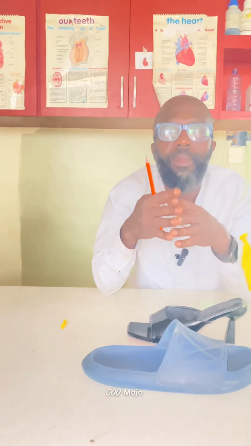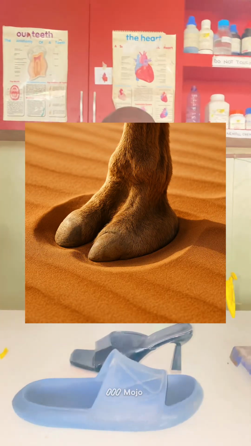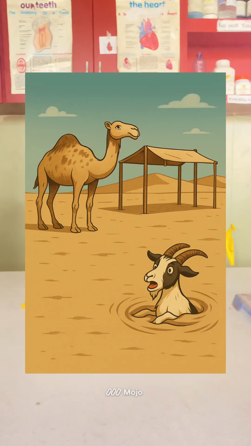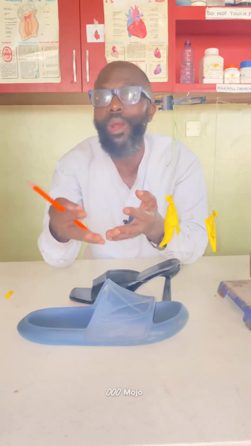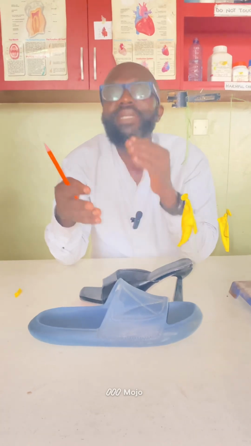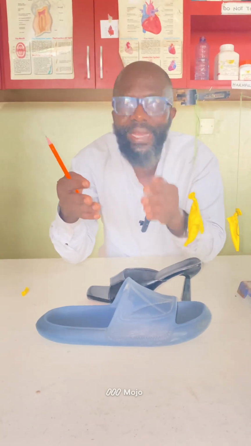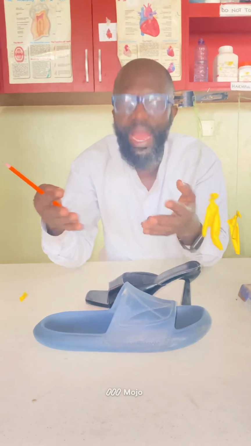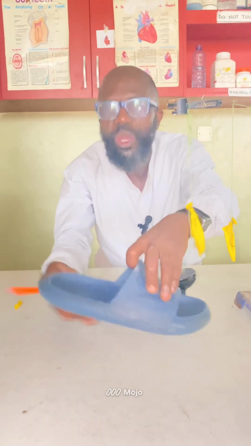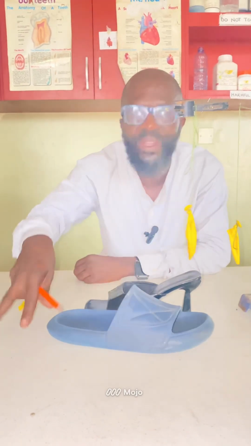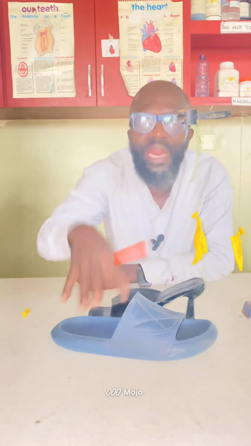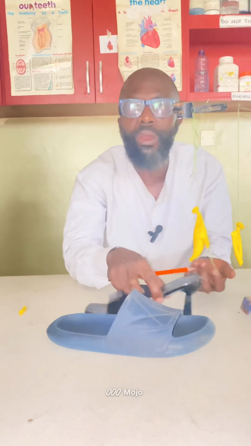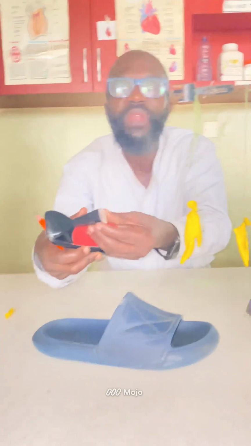Now let's go to the desert. Now when you go to the desert and you have a camel and you have a goat and both are walking, who will sink? Maybe you might say the camel or the goat, but the answer is the goat will sink, the camel will not sink. Why? The camel has a foot which covers a very large surface area, so the camel doesn't exert greater pressure on the desert sand.